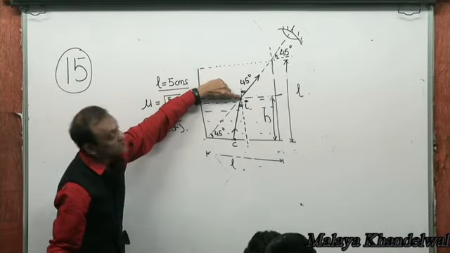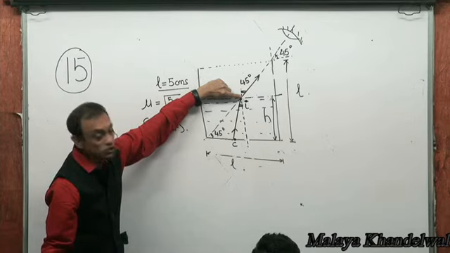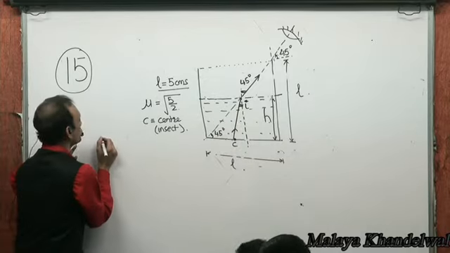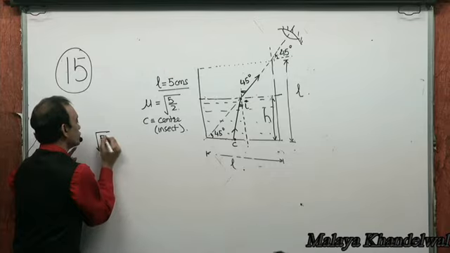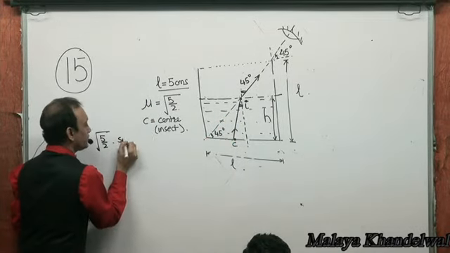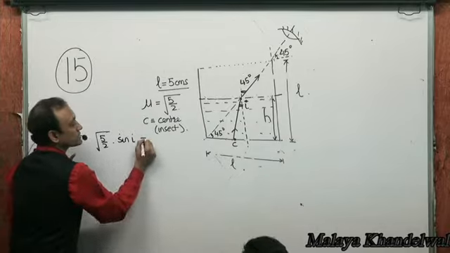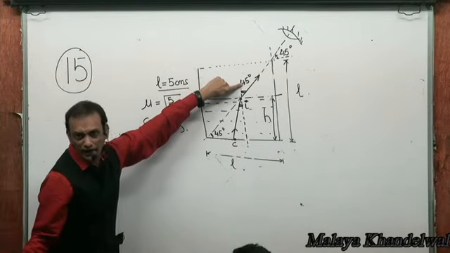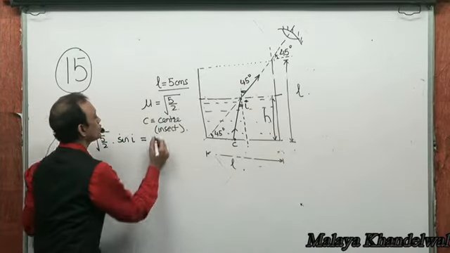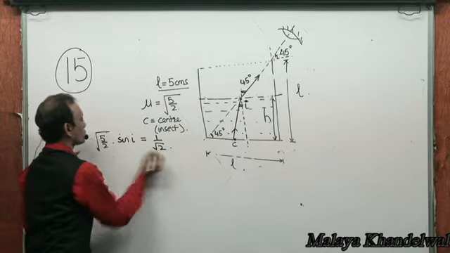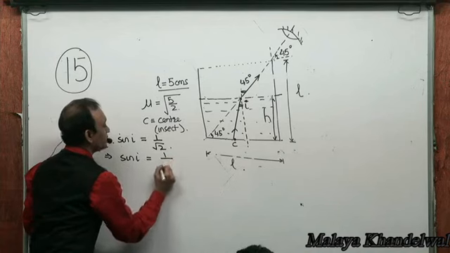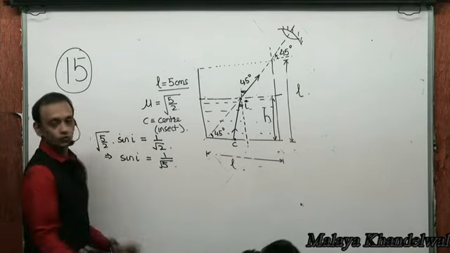So let me deploy Snell's law at this point. So mu, which is root 5 by 2, into sine of the angle of incidence, sine I, equals 1 into sine 45 degrees, which is 1 by root 2. Sine I is such that sine I is 1 by root 5.